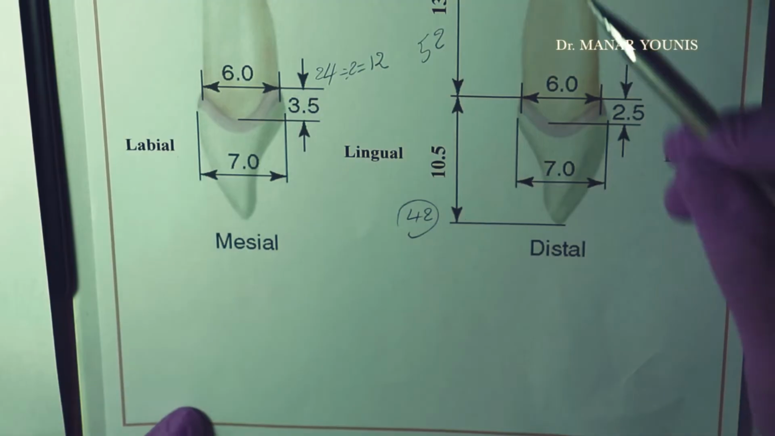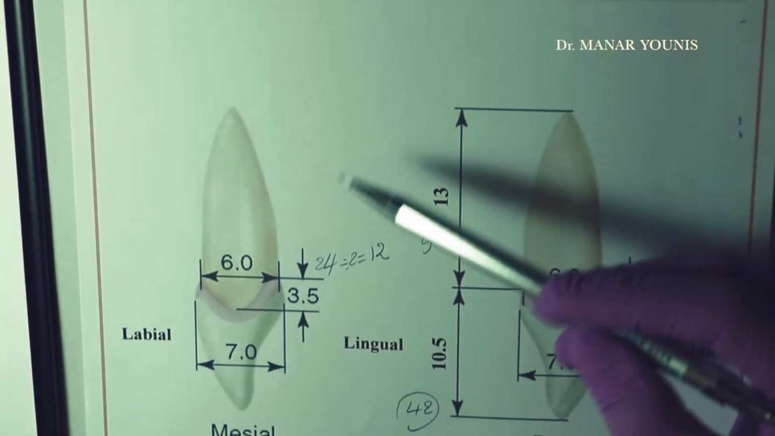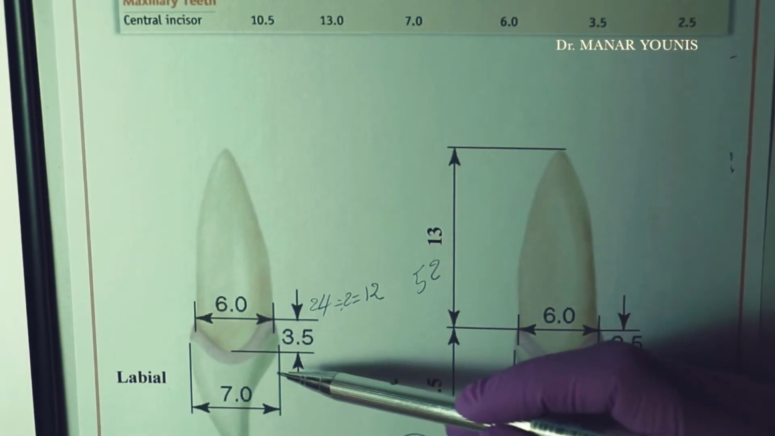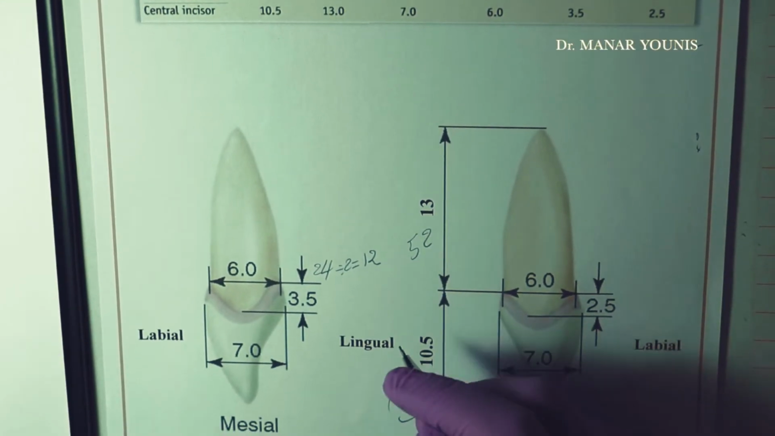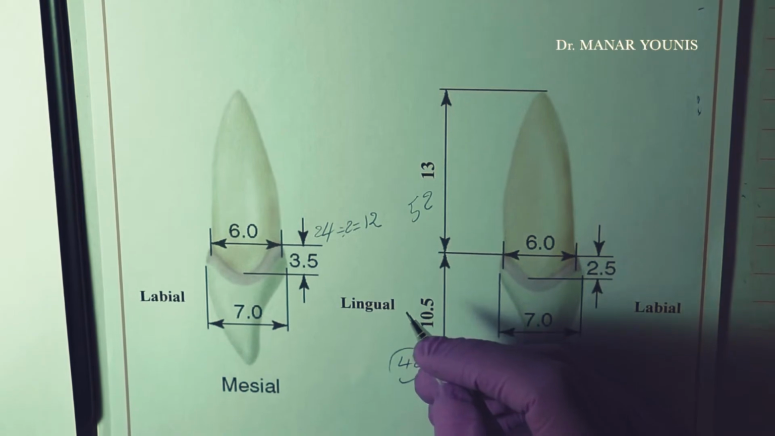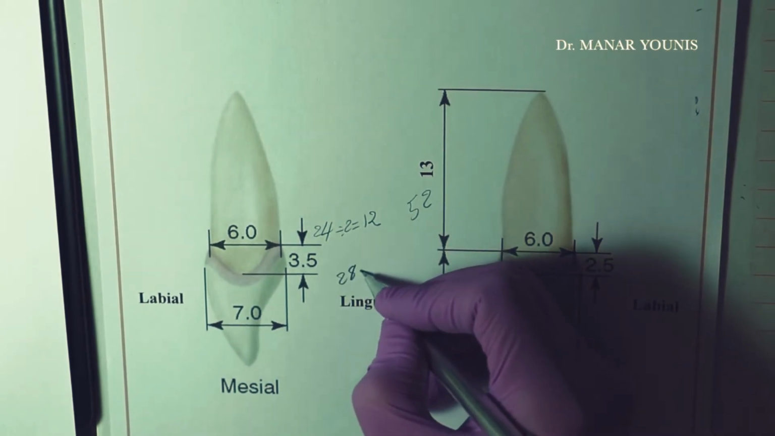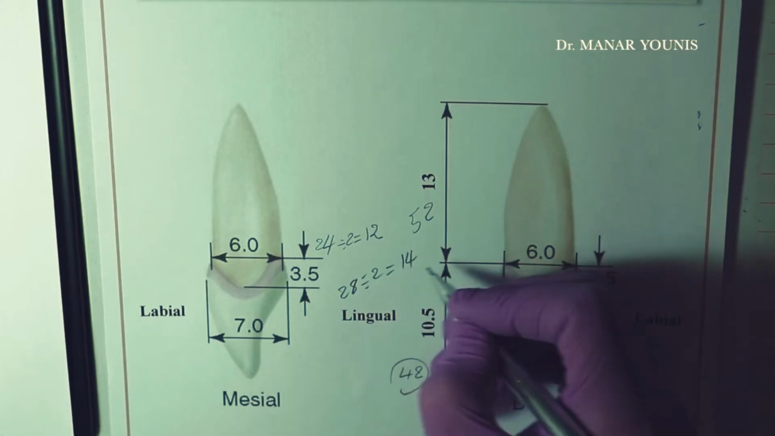Then to mark the labiolingual diameter of the crown, which is the maximum thickness of the crown labiolingually, it's 7 millimeters multiplied by 4, it equals 28 millimeters, divided by 2, it equals 14 millimeters.